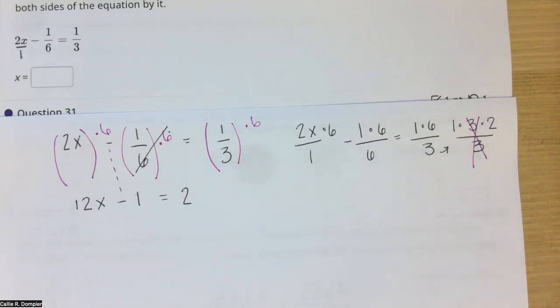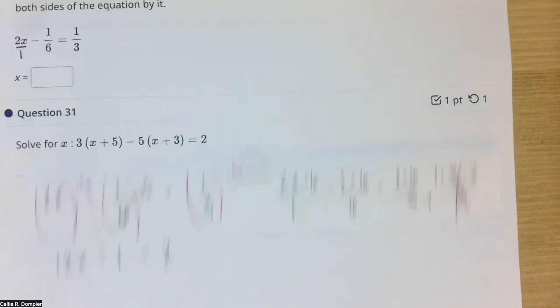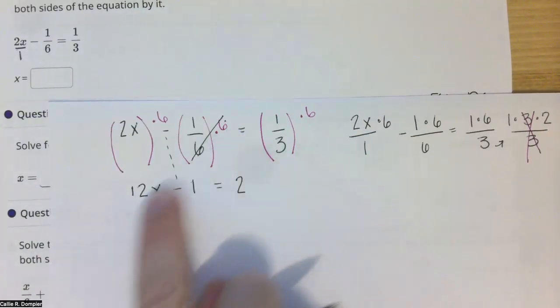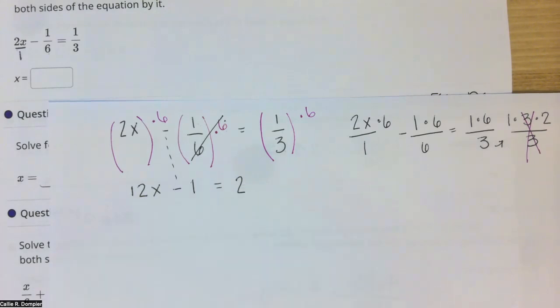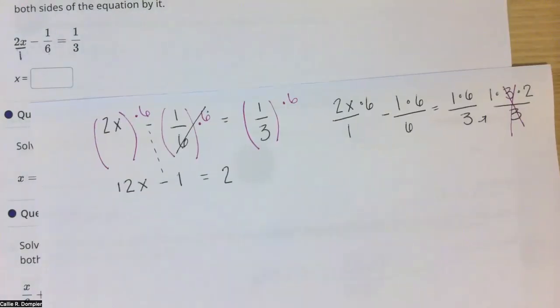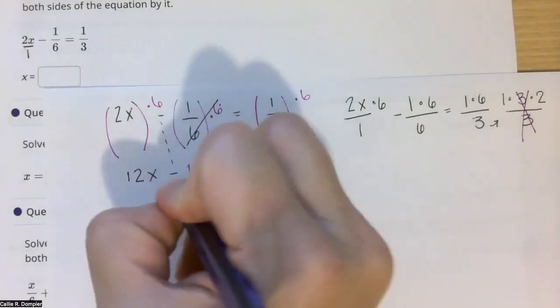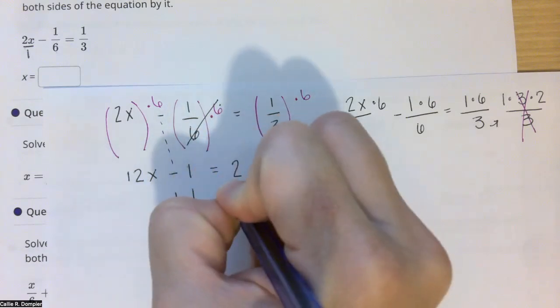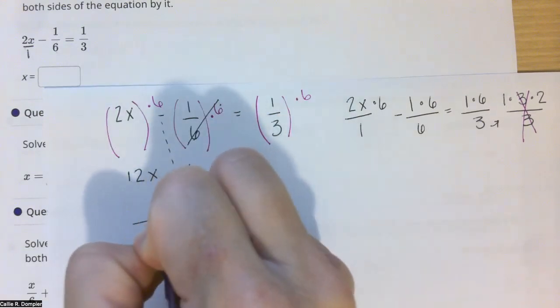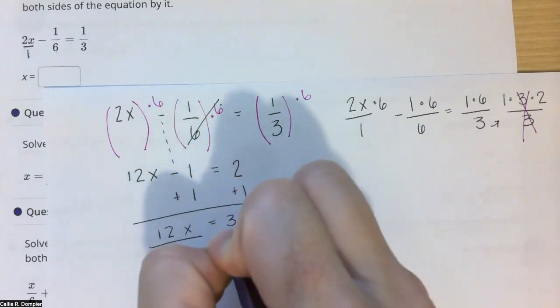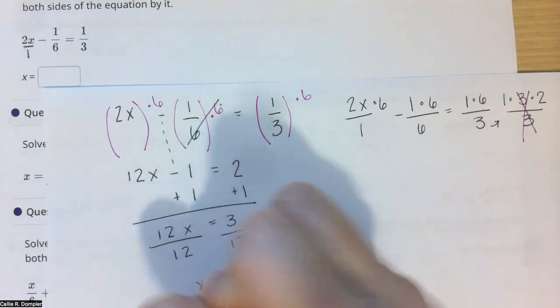Good? Okay. So solve the equation. So we first found the least common denominator was 6. Now we multiply both sides of the equation by it, and then I guess we have to solve for x, right? Because it's asking us for x equals. But it's a little bit easier now, right? Because the fraction's gone. So we have 12x minus 1 equals 2. We'll do the opposite of minus 1, which is plus 1. Do it to both sides. 12x equals 3. Divide by 12.